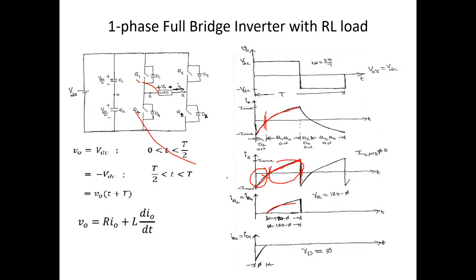Now if you know the phase angle difference between the voltage and current, you can find out the conduction angle of the diode and the switch respectively. The phase angle phi is equal to the conduction angle of the diode, and 180 minus phi is equal to the conduction angle of each switch, Q1 or Q2, Q3 and Q4.